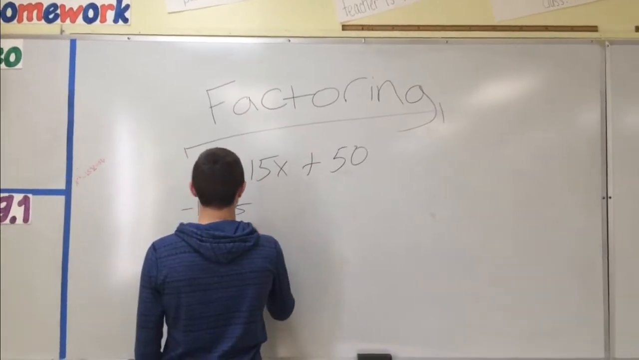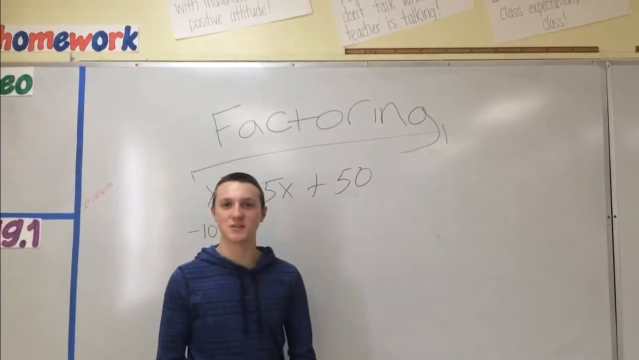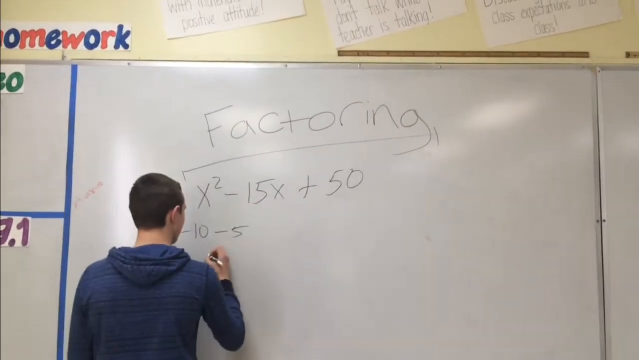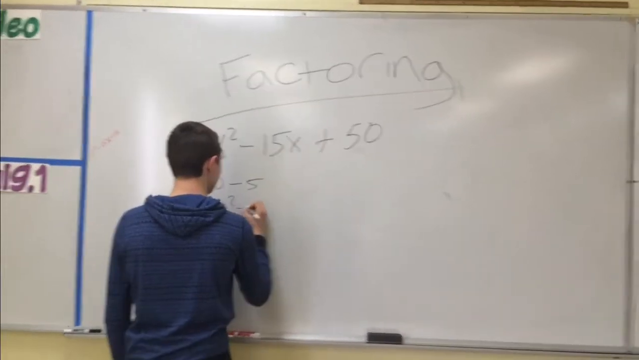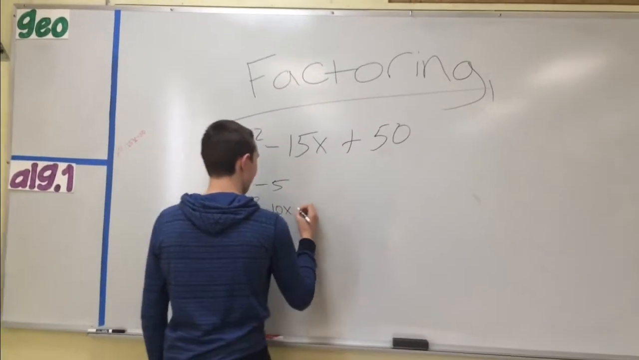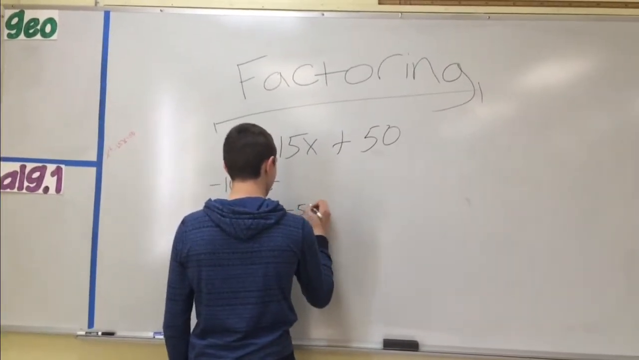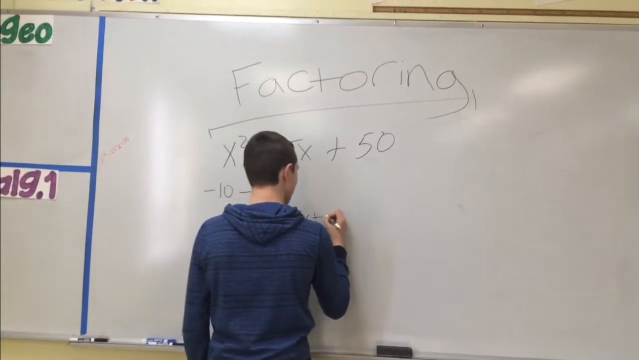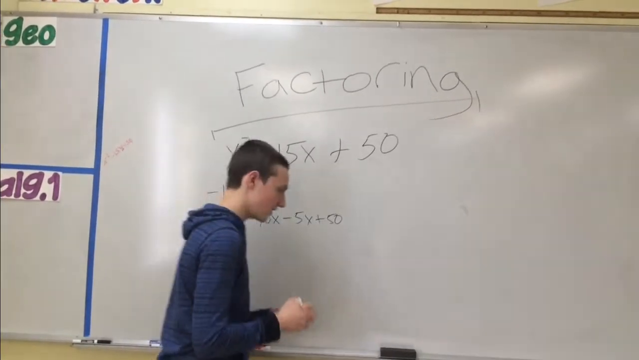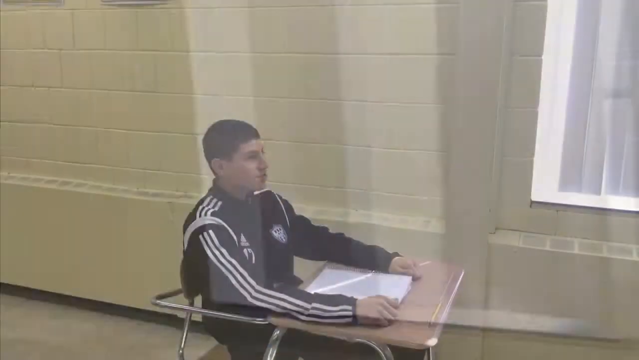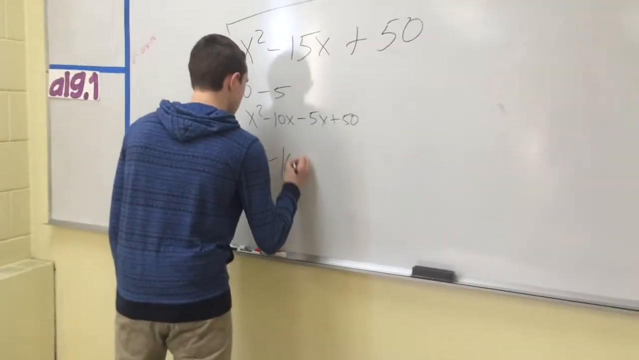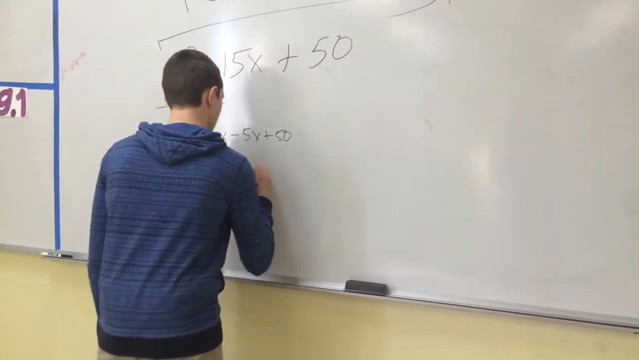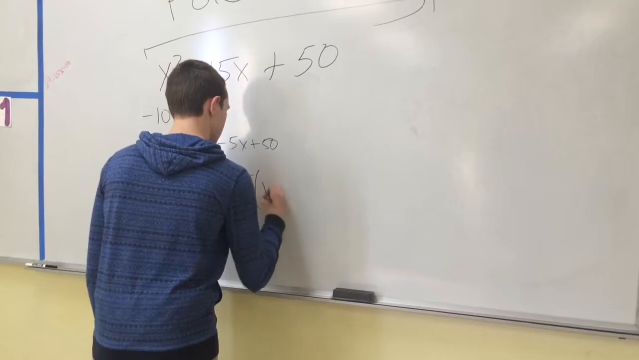So, now we write out the whole entire equation with those. We keep our first number, which is x squared, and now you subtract 10x and minus 5x, and you still add 50. What's our next step? You need to rewrite the equation as x times x minus 10 minus 5 times x minus 10.